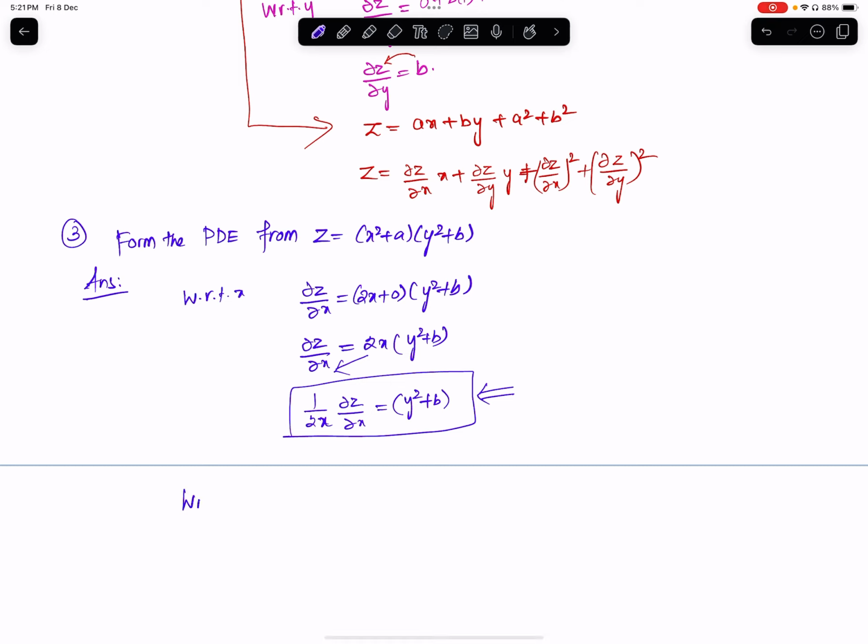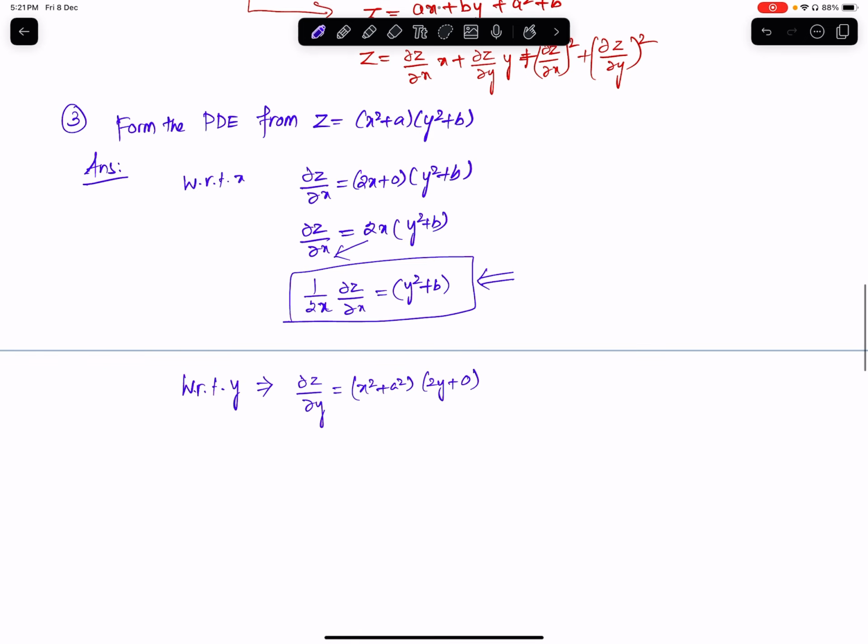So let us go to the next derivative with respect to y. Dou z by dou y is equal to x square plus a, and the derivative of y square is 2y, the derivative of b is 0. Like the previous step, just take this 2y to the other side. So 1 by 2y dou z by dou y equal to x square plus a.